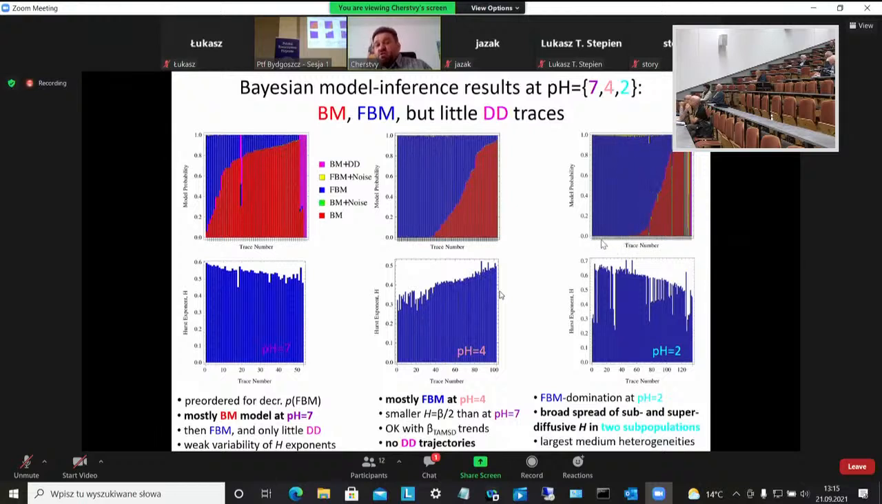And for the most interesting case of pH 2, we not only have FBM, this blue data here, in terms of models. On the horizontal scale, this is the number of each of the traces. But in terms of the exponent, we have a splitting of the exponents into two subpopulations. So there is a slow subpopulation and a quick subpopulation. This is this splitting of trajectories I have shown you previously.